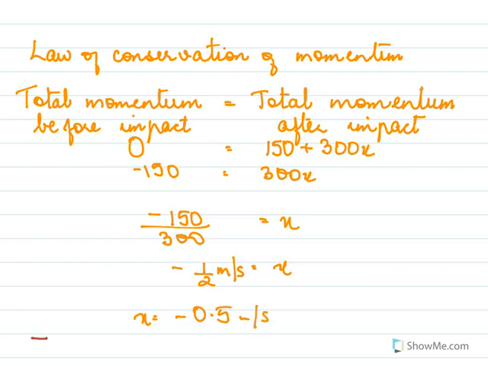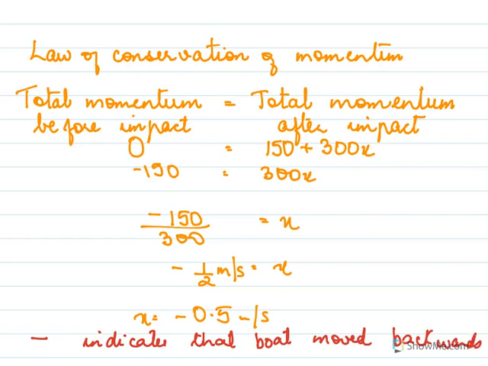Why did we get this negative sign? The negative sign indicates that the boat moved in the opposite direction, moved backwards. The girl moved forward while the boat moved backwards or in the opposite direction. So if the girl moved forward with 3 meter per second, the boat moved backward with 0.5 meter per second.